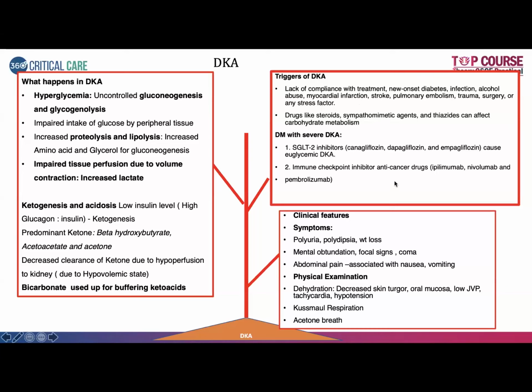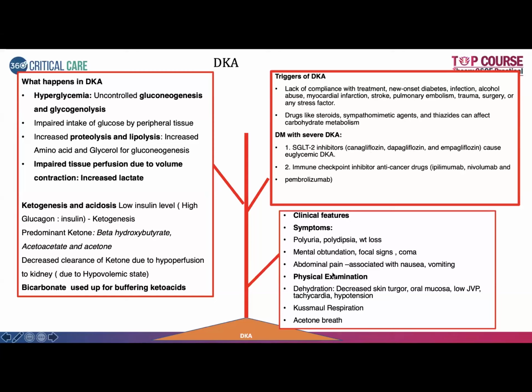The other two important factors that you need to remember are SGLT2 inhibitors. These are gaining more importance these days. That is dapagliflozin, empagliflozin, and canagliflozin. So these drugs cause euglycemic DKA. Also, the immune checkpoint inhibitors, anti-cancer drugs like pembrolizumab, nivolumab, and ipilimumab. So these drugs also cause DKA.